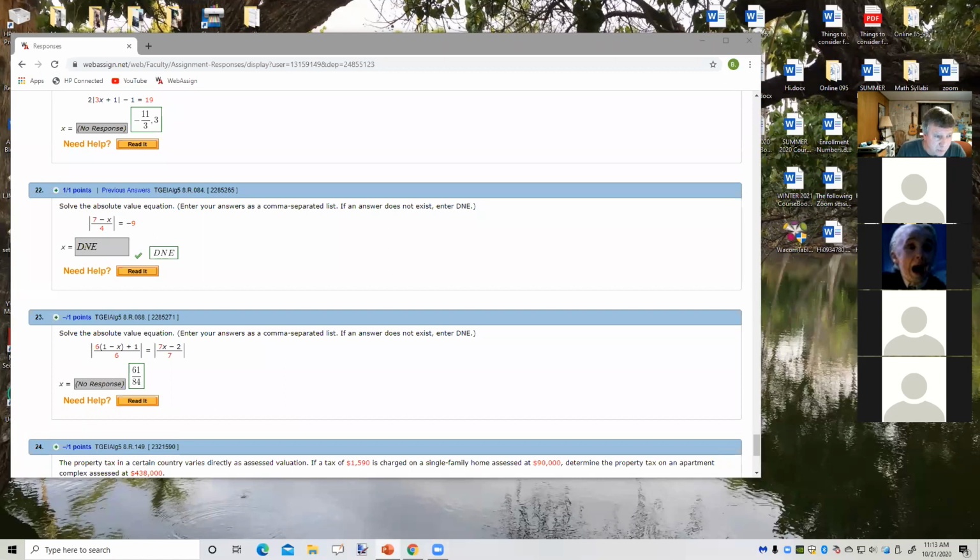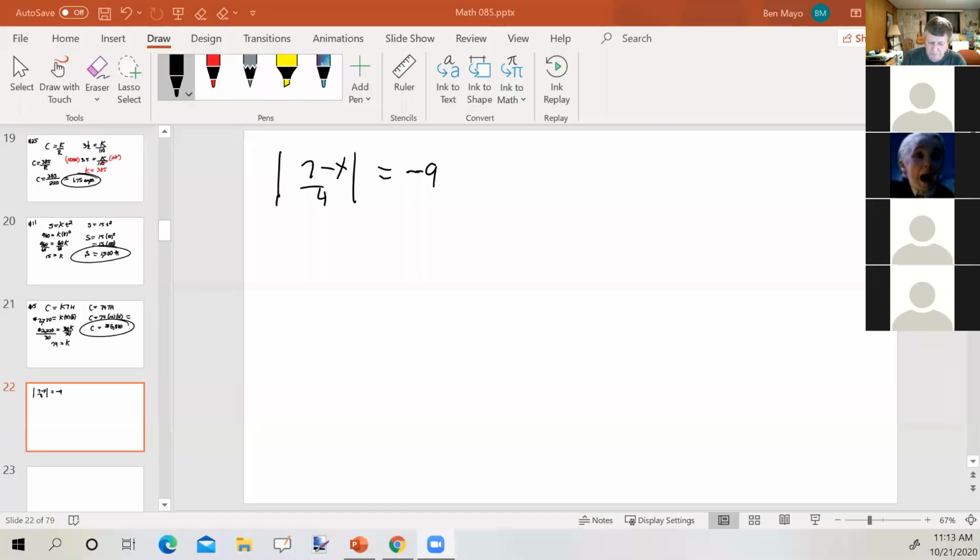So solve the absolute value equation. 7 minus x over 4 equals -9. Can an absolute value equal a negative number? No. So the solution does not exist. You're supposed to write D and E in capital letters. And I see that this person got that correct, but they still wanted to look at it. That's okay. So does not exist would be the correct answer for number 22.